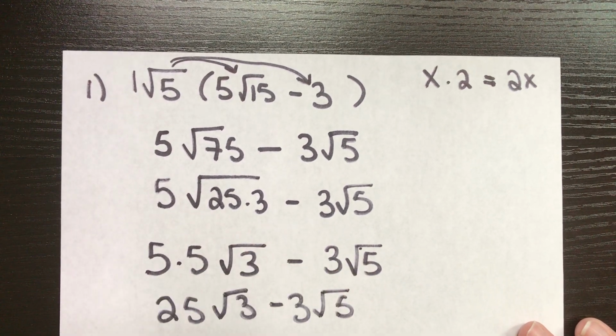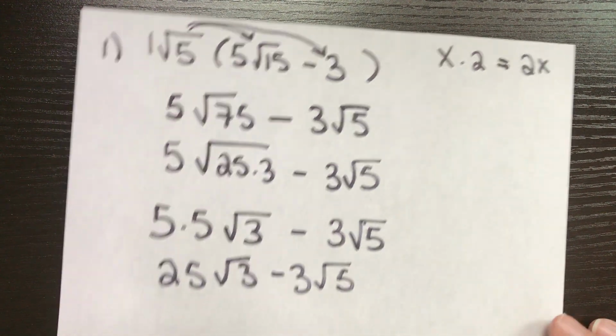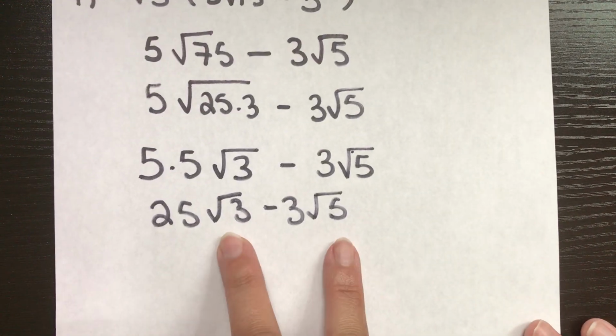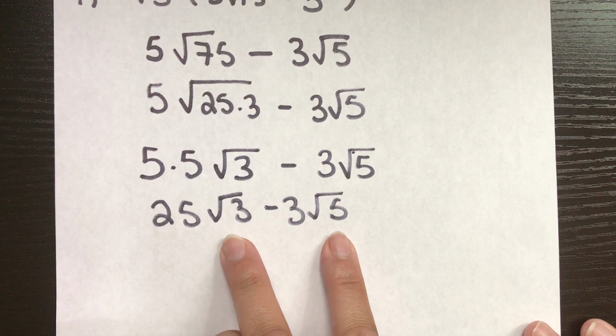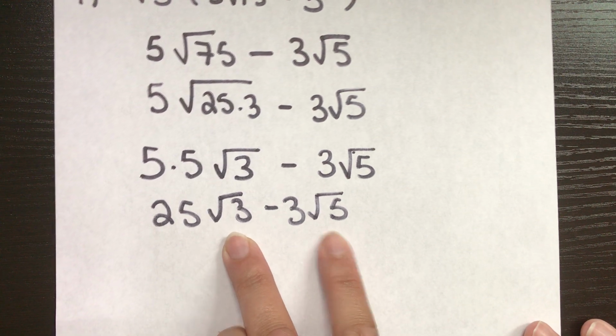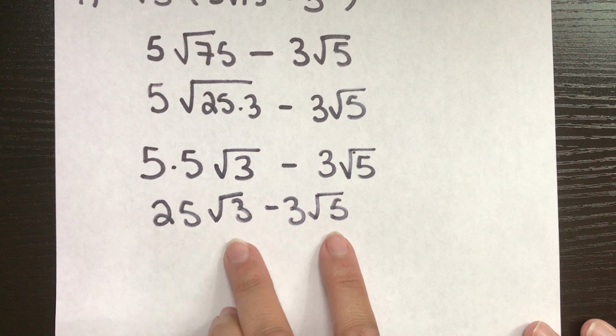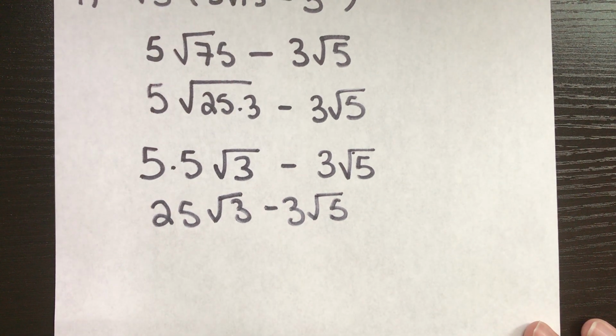And all of that work I did to break down this first square root, and I now can't even subtract them because these do not match. One is a square root of 3 and one is a square root of 5. You can only combine these through addition and subtraction if the square roots match, but they don't. So this would be my final answer.